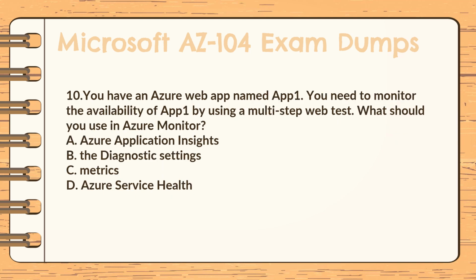10. You have an Azure web app named App1. You need to monitor the availability of App1 by using a multi-step web test. What should you use in Azure Monitor? A. Azure Application Insights. B. The Diagnostic settings. C. Metrics. D. Azure Service Health.